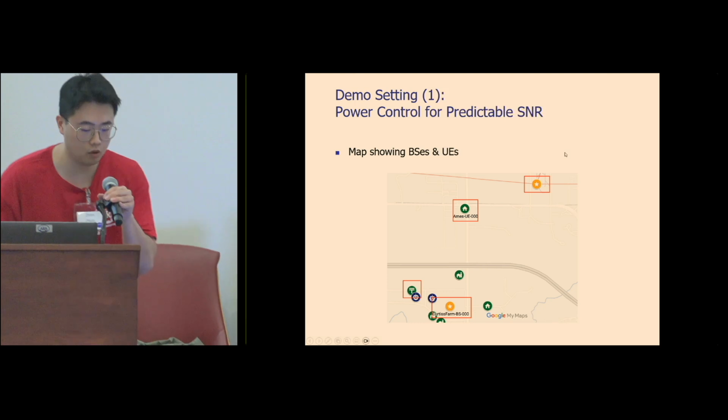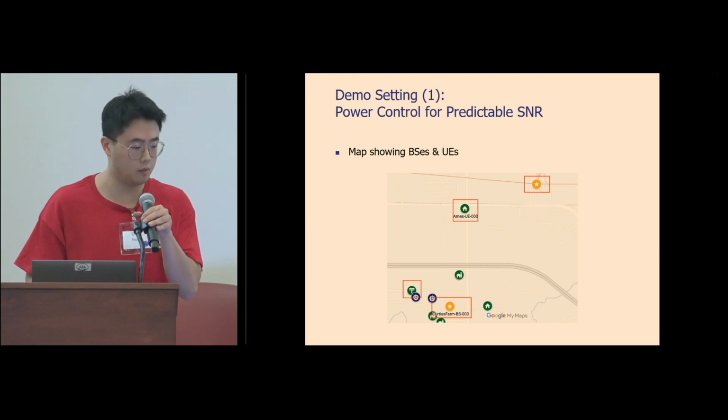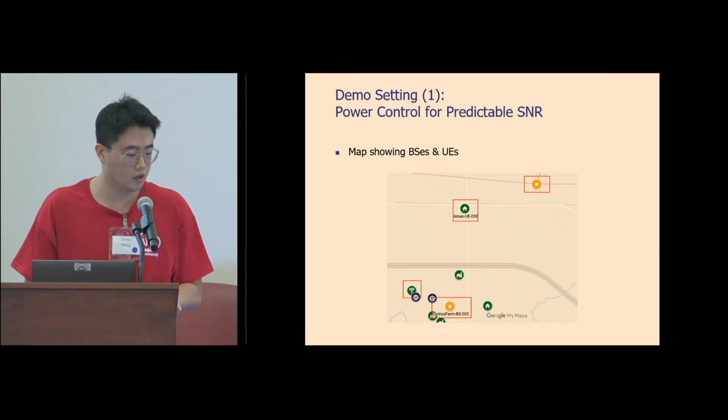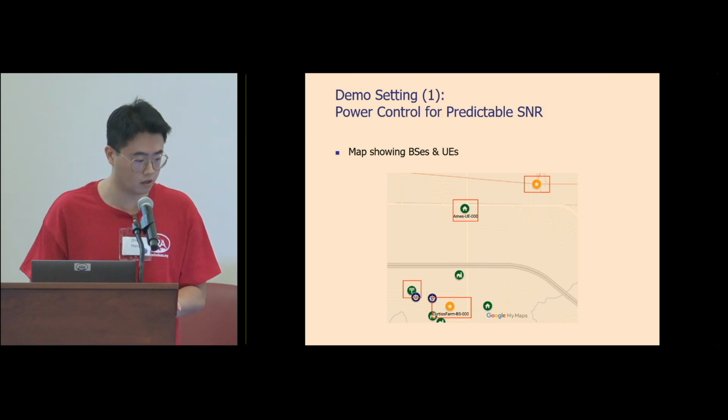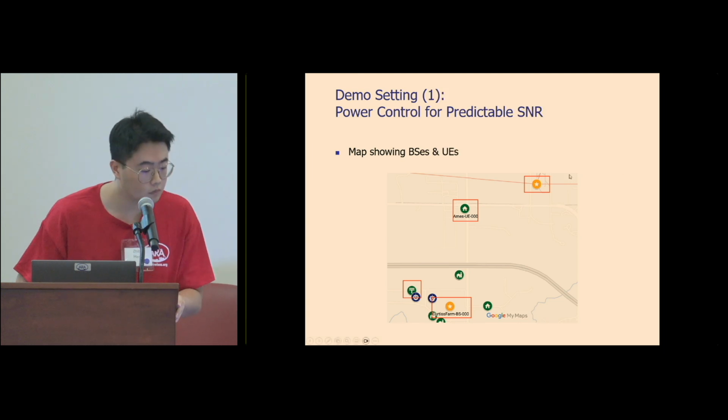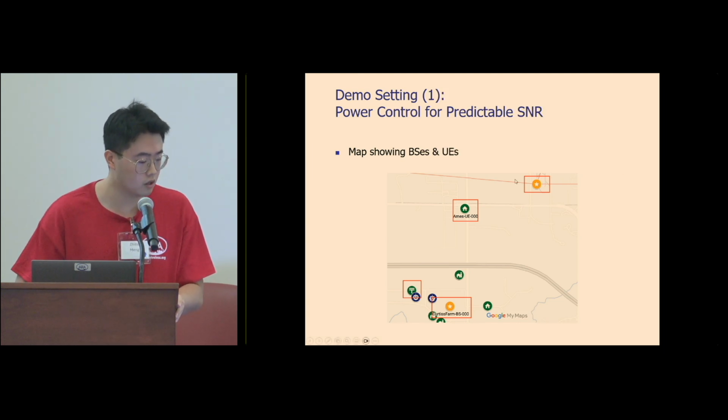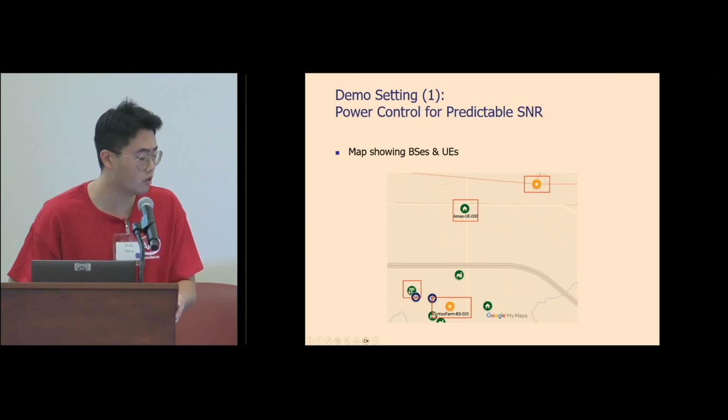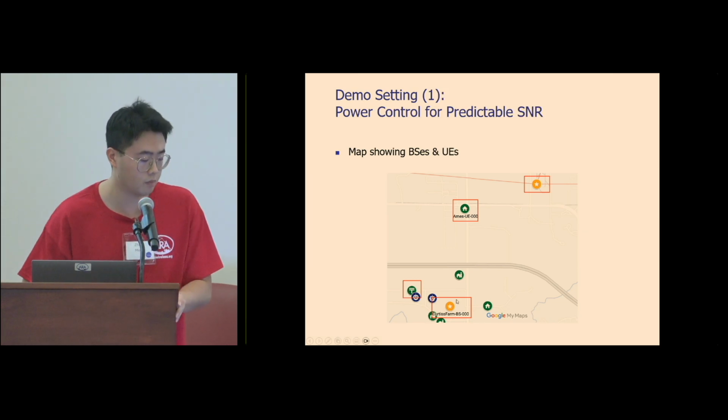Firstly, we will show our first demo, the power control for predictable SNR tracking. This is our map showing the deployed base stations and the UEs. This is the Wilson Hall base station and the Ames UE, and we will connect this link together. And this is the Curtis Farm base station, with another UE around Curtis Farm.